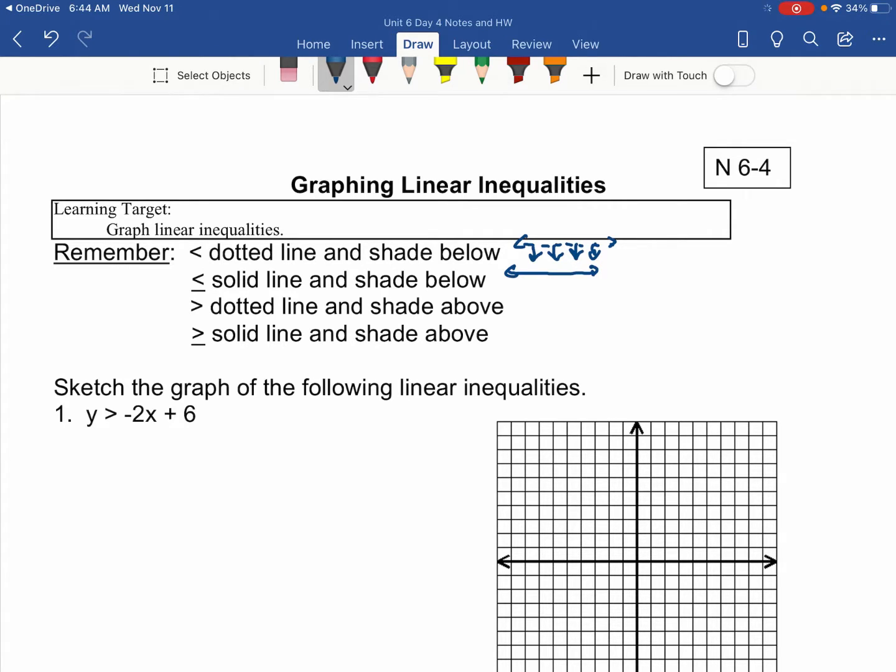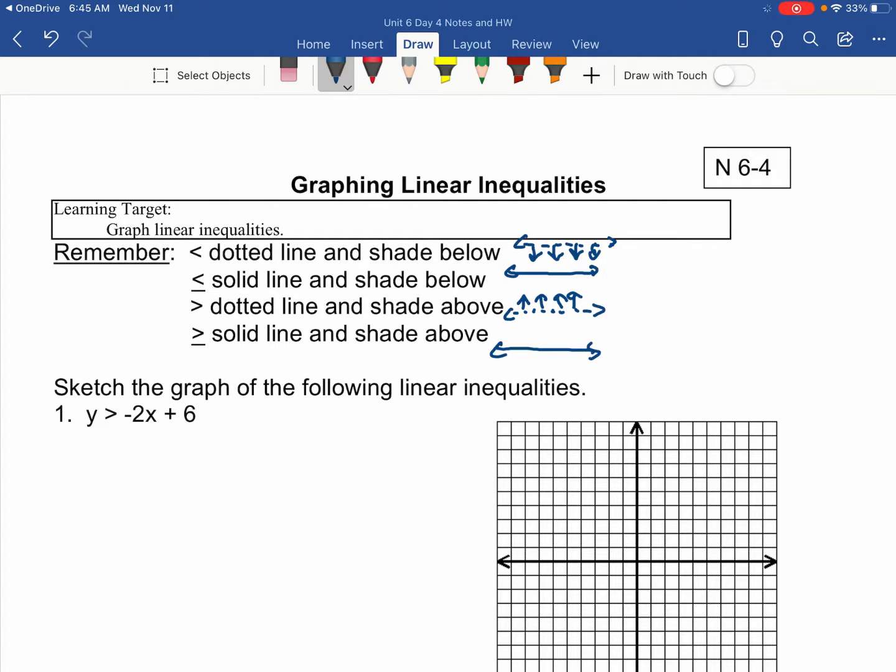If the symbol is greater than, it'll be a dotted line, and the shading will be above. And if it is greater than or equal to, it will be a solid line, and the shading also will be above. Okay, so we want to be able to graph an inequality.